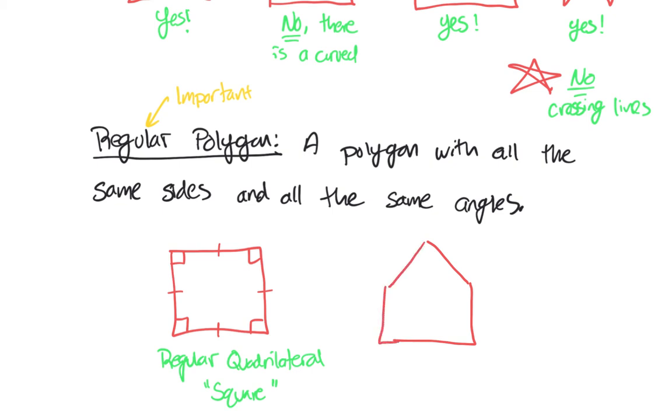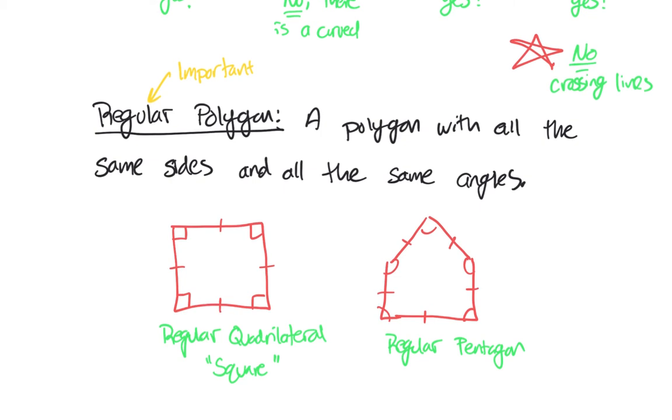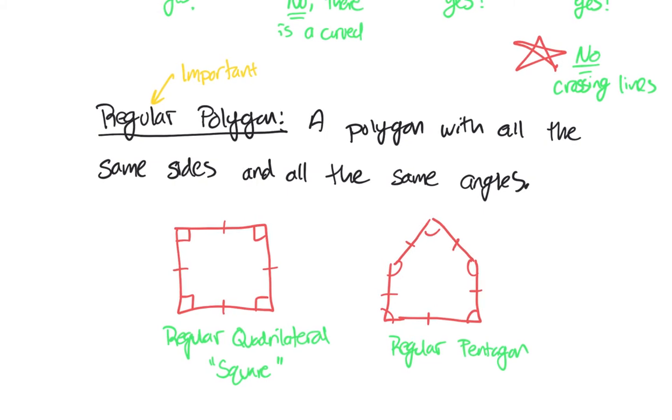And so this can be regular as well if we were to make all of the angles and all of the sides the same measure. We don't have a specific name for that, but we would call this thing here a regular pentagon. Pentagon meaning it's a five-sided polygon. So those are going to come into play here in a little while. And so we have polygons and then more specifically a regular polygon.